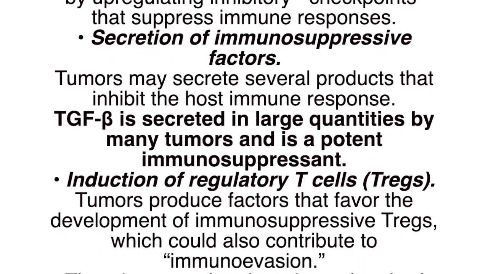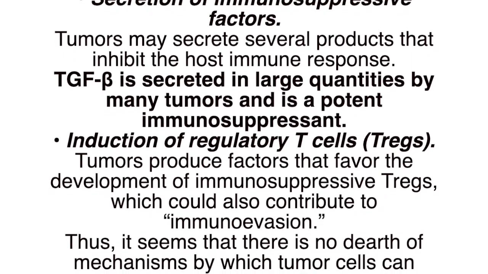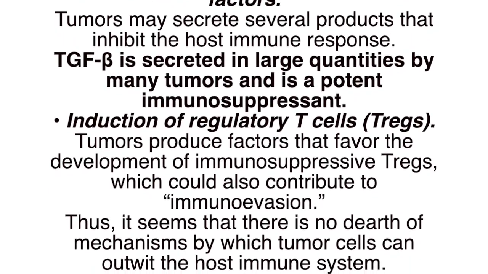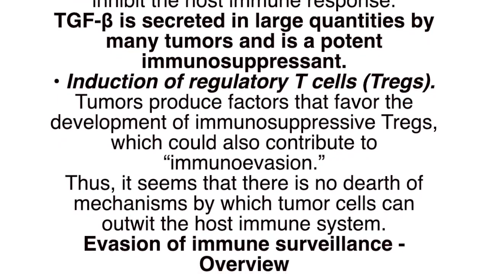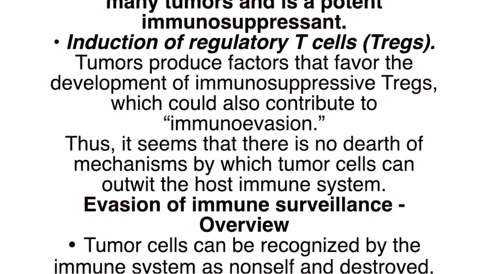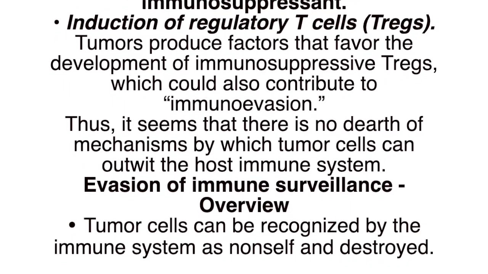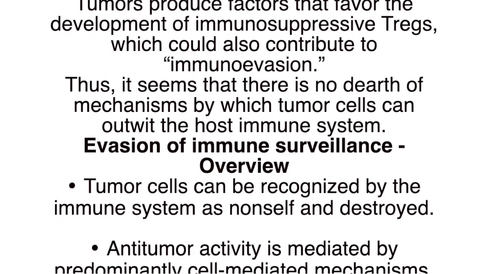5. Induction of regulatory T cells, TREGs. Tumors produce factors that favor the development of immunosuppressive TREGs, which could also contribute to immunoevasion. Thus, it seems that there is no dearth of mechanisms by which tumor cells can outwit the host immune system.